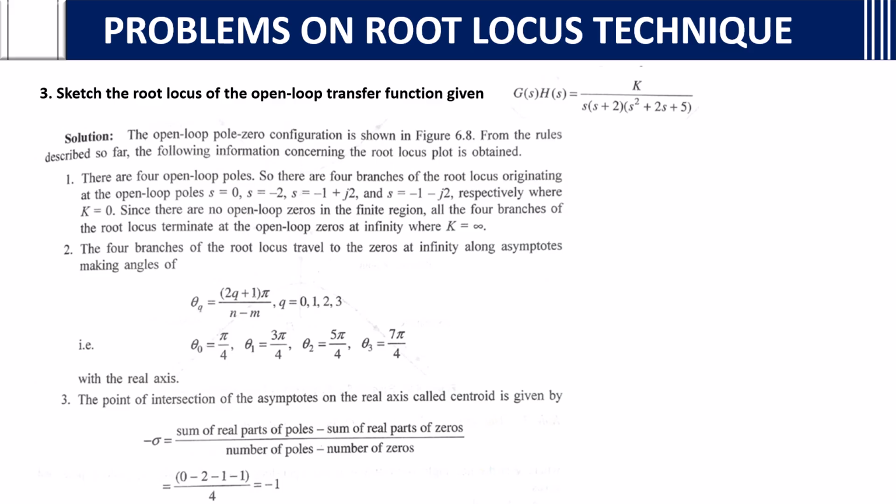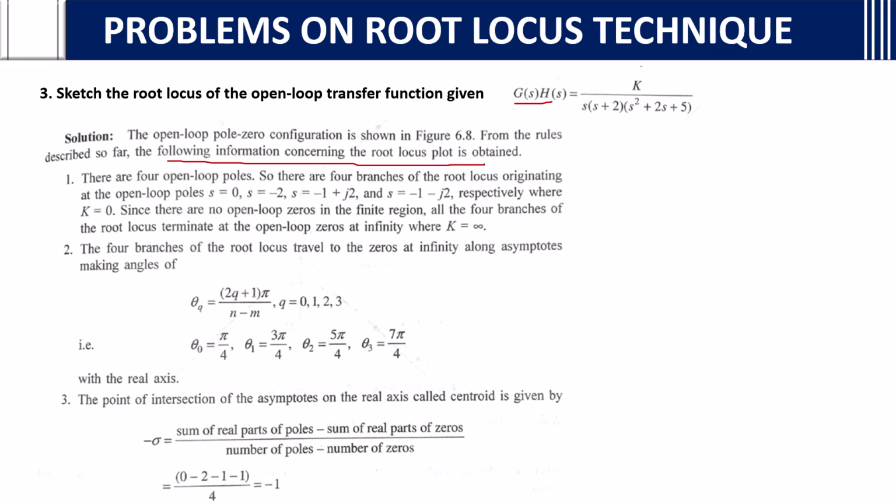Sketch the root locus of the open loop transfer function given, g of s into h of s equals k by s into s plus 2 into s square plus 2s plus 5. The open loop pole zero configuration is shown in figure 6.8. From the rules described so far, the following information concerning the root locus plot is obtained.